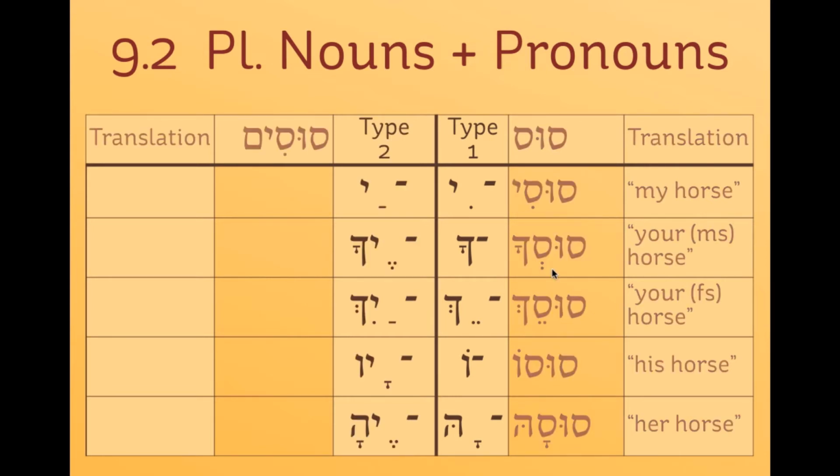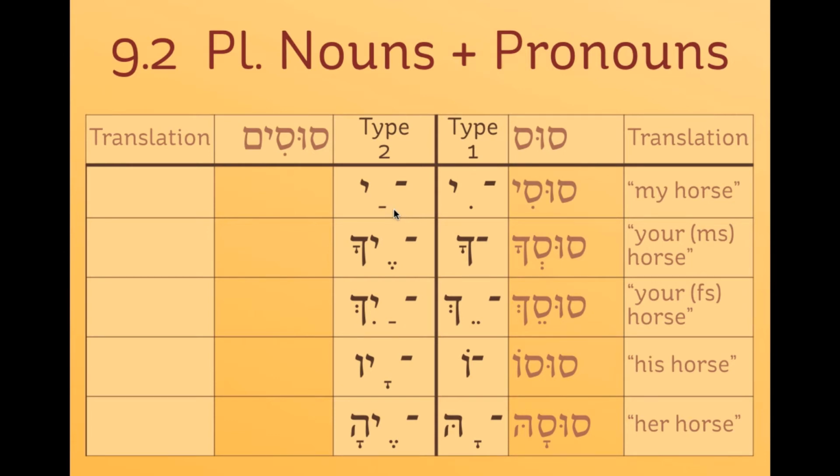And I said we call this type 1 as opposed to type 2, which is this week. Type 1 uniquely goes on singular nouns like sus. Type 2 uniquely attaches to a plural noun like susim. And type 2 pronouns are basically equivalent to their type 1 counterparts, except that type 2 always begins with a yod vowel letter, so they're usually longer.